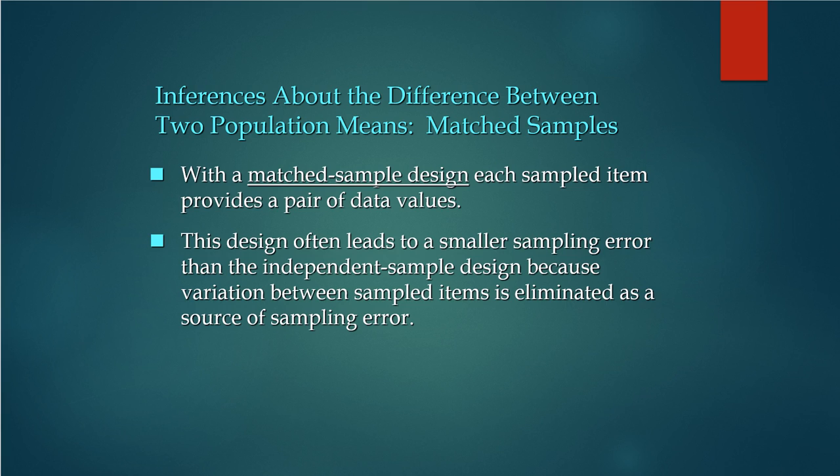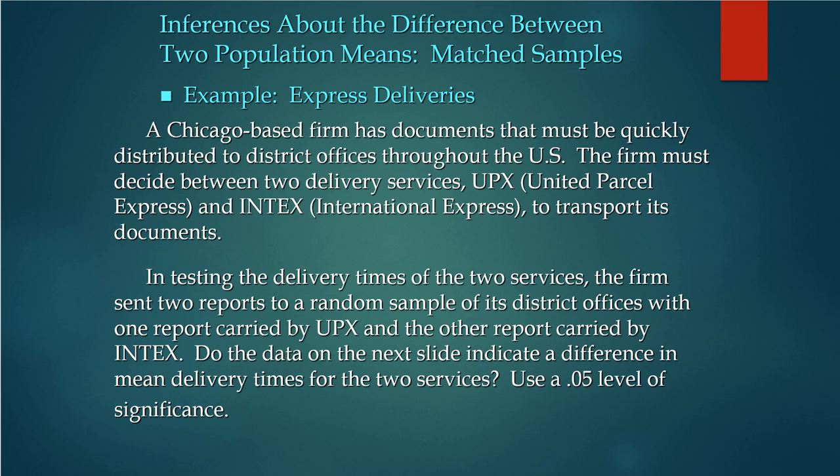In essence, we're matching those methods to one person, and we're removing the variability that we would have between individuals. Okay. So here's a quick example.